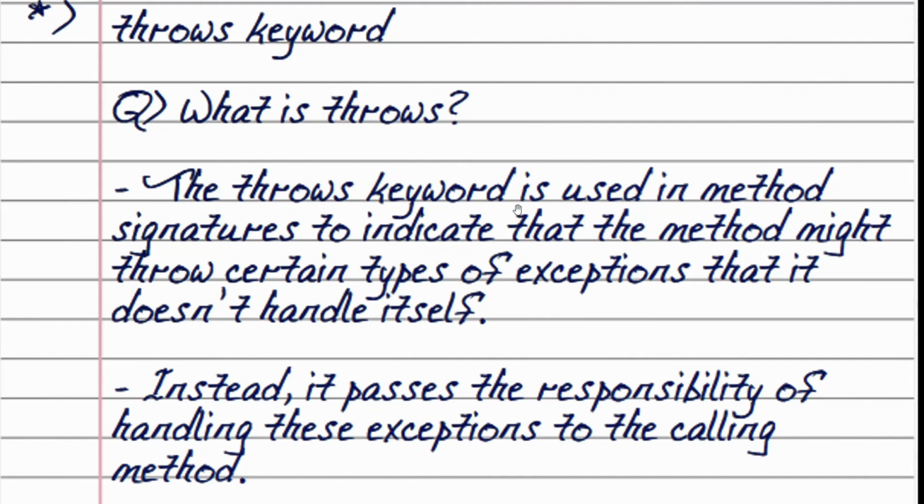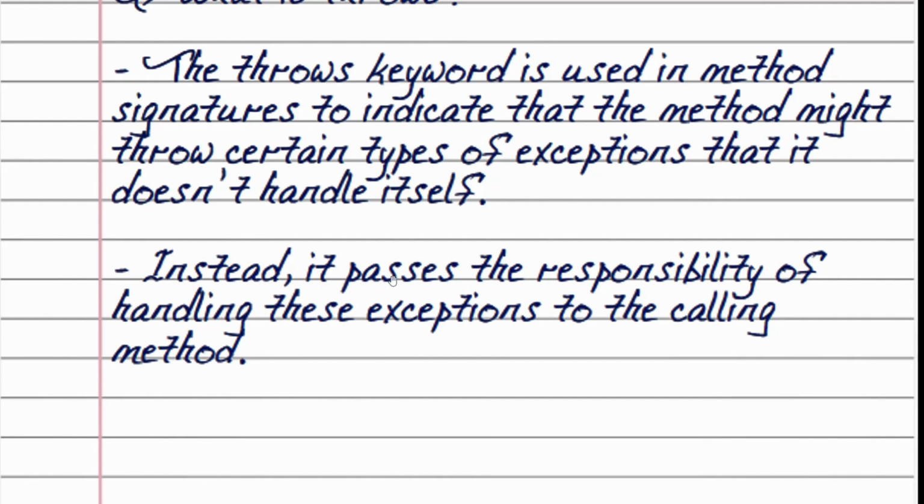The throws keyword is used in method signatures to indicate that the method might throw certain types of exceptions that it does not handle itself. Throws is a keyword and it is used in signatures. Suppose the method does not want to handle the exception. So for handling the particular type of exception, that method passes that exception to its caller. Instead, it passes the responsibility of handling this exception to the caller method.